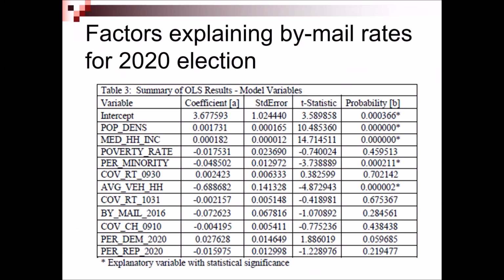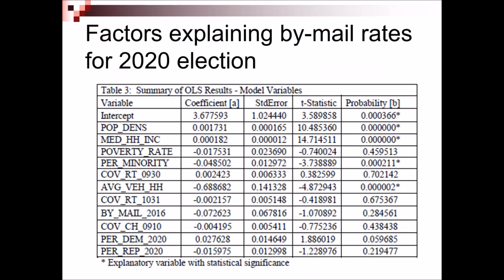Population density and its power. So all that means is that where there are higher density areas, they mail in their ballot. Probably because they don't want to show up to polling places and be around other people. Okay, median household income, where the income is higher, people mailed in their ballots more. And then we have things like percent minority. Now this is negative. So where minority increased, by mail decreased, or vice versa.